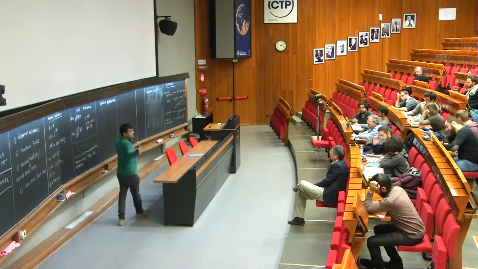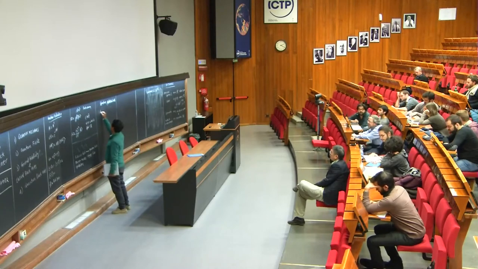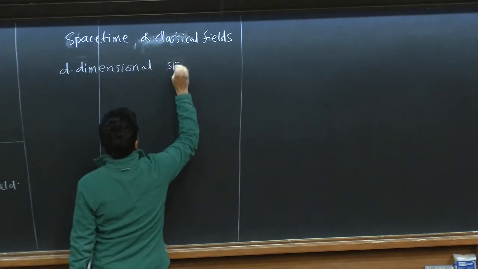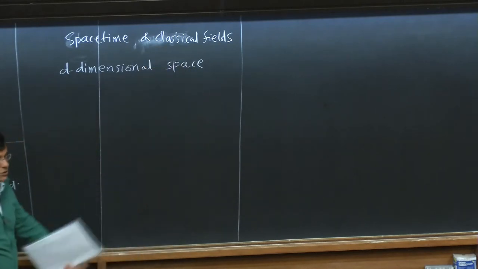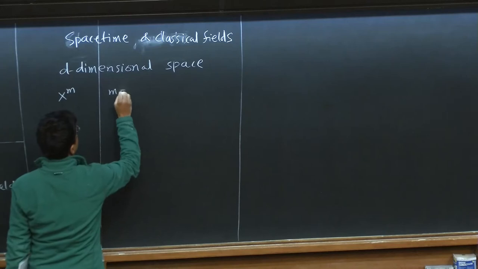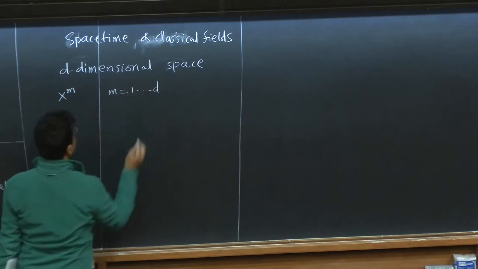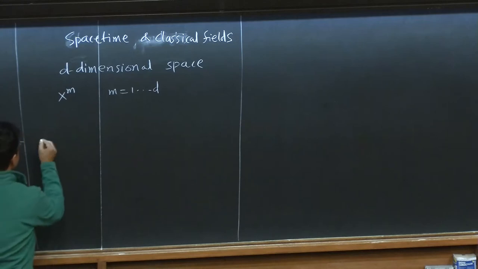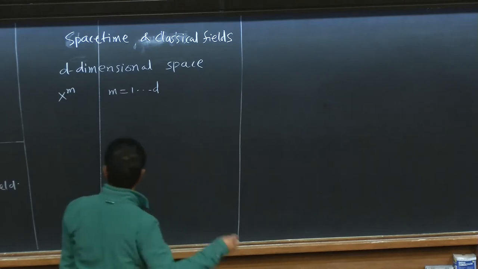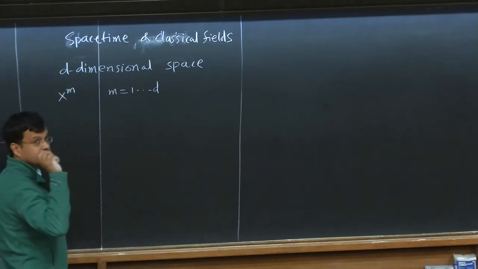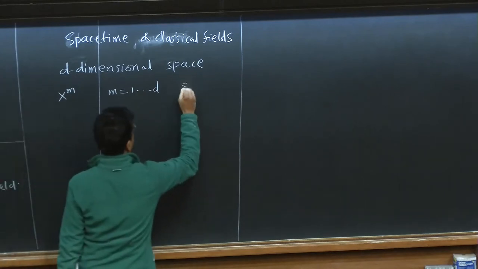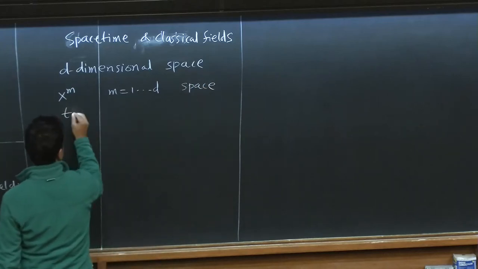So all physical processes take place in space and time, and if you have a d-dimensional space, then locally, like in this room, you can select coordinates x^m, let's say m goes from 1 to d. Any event in space-time, like I throw the chalk up, or a light flickers, is specified by its location, some space coordinate, and then some time coordinate.